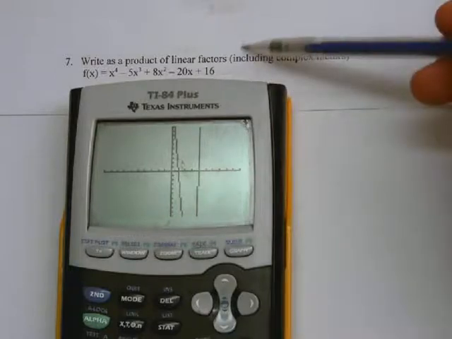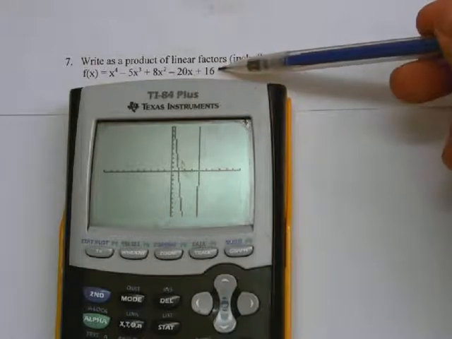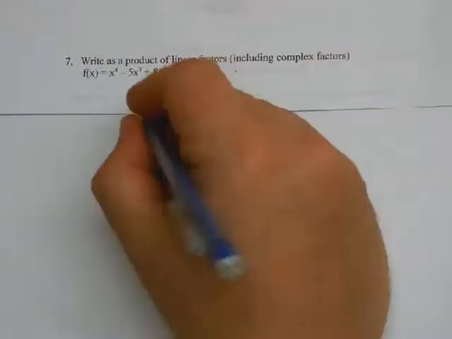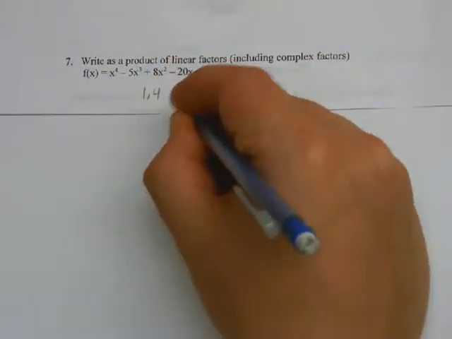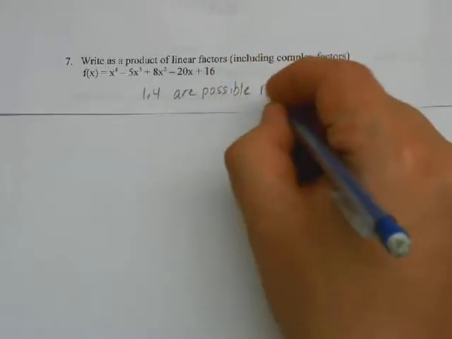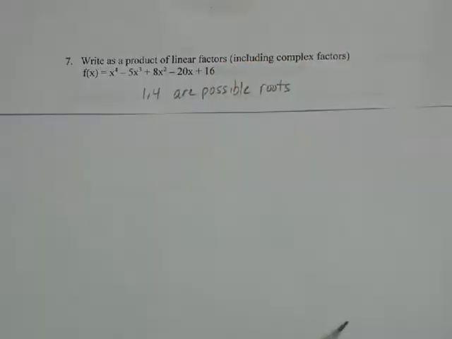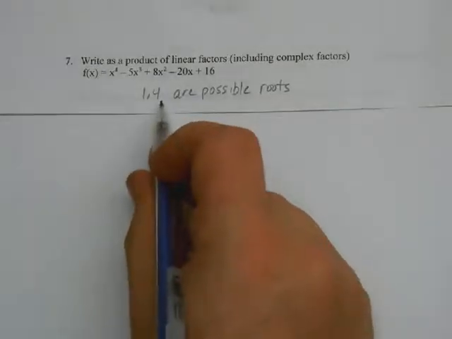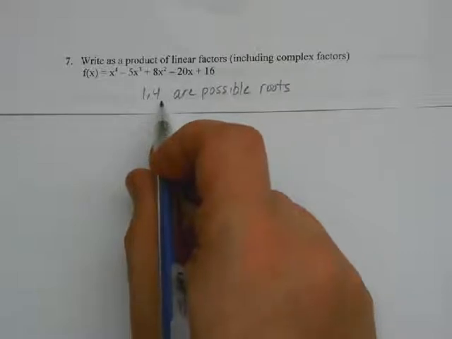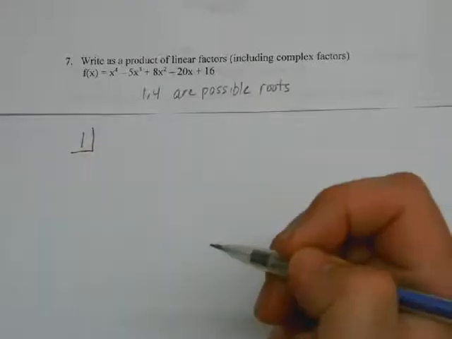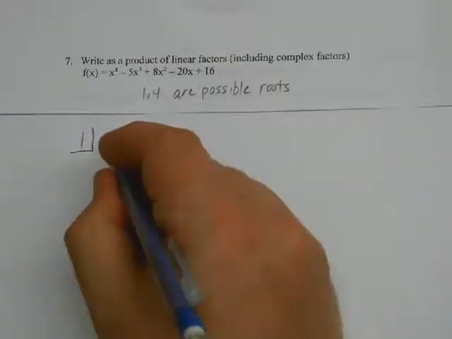Looking at possible rational roots, 4 and 1 are both possible rational roots based on what we talked about on problem number 6. However, we need to make sure that 1 and 4 are roots. So 1 and 4 we just see from the graph. So what we'll do is we'll divide by x minus 1 and x minus 4 to see if they indeed are factors. Since we're dividing by a linear factor, we can go ahead and just use synthetic division.